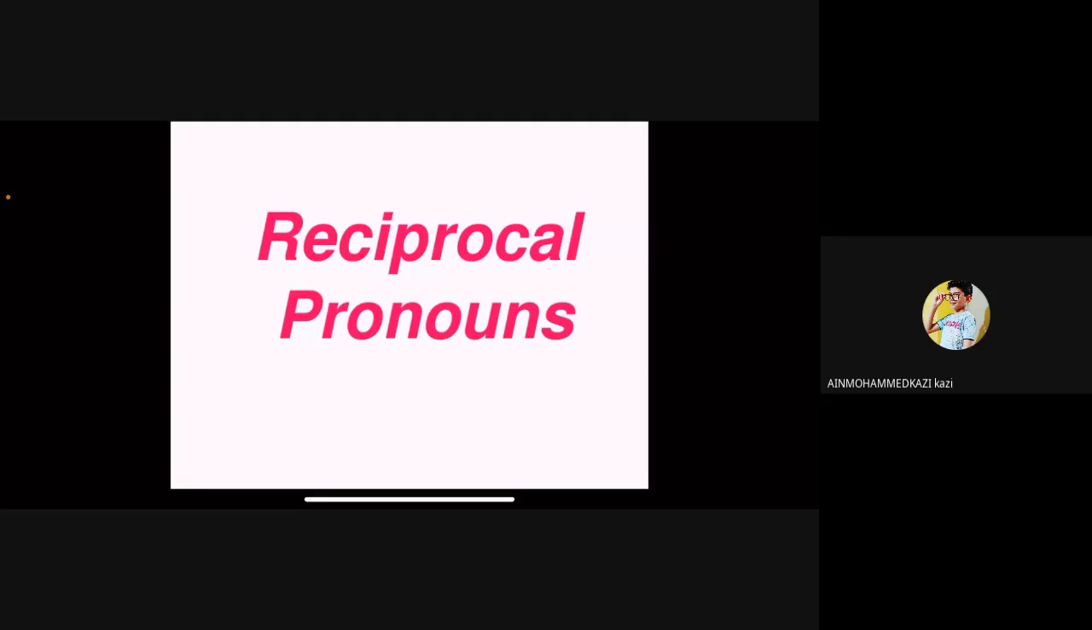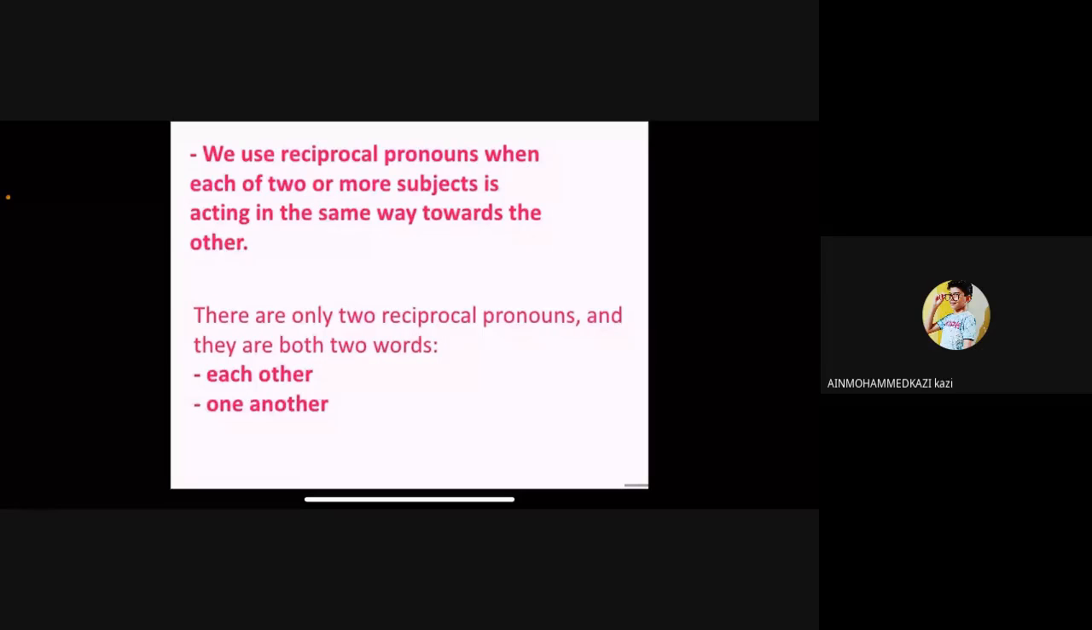Reciprocal pronouns. We use reciprocal pronouns when each of two or more subjects is acting in the same way towards the other. There are only two reciprocal pronouns and they are both each other, one another. So can you tell me what is the difference between these two?